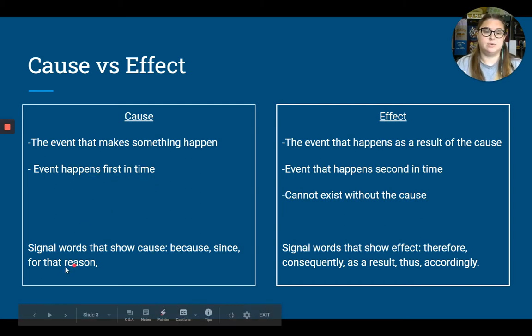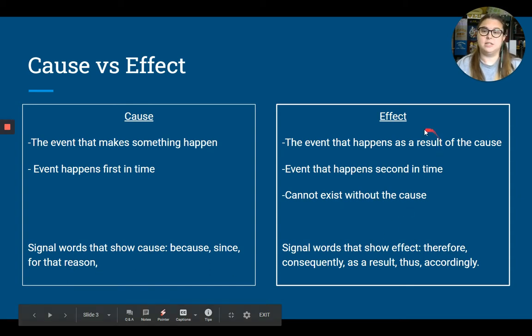And our signal words, some of those transition words that show cause, the word that we use more than most other words, because, that's like the big golden word for cause is because. We've got the word since and for that reason. Those are some good words that show cause as we're dealing with things.